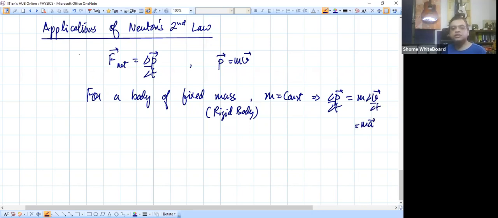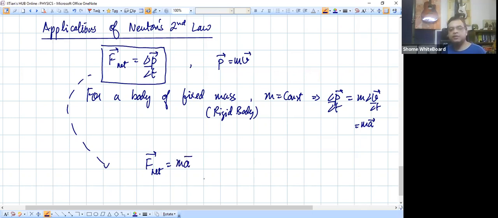So Newton's second law, whose proper definition is that net force is rate of change of momentum, becomes modified to a special form that net force is equal to mass into acceleration, provided my mass is constant.